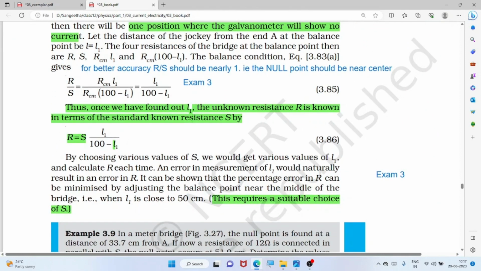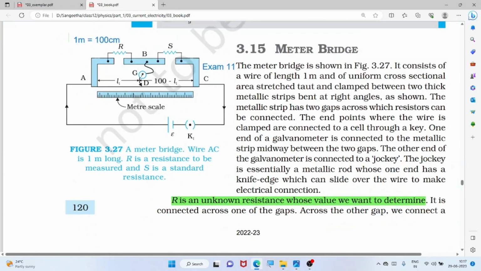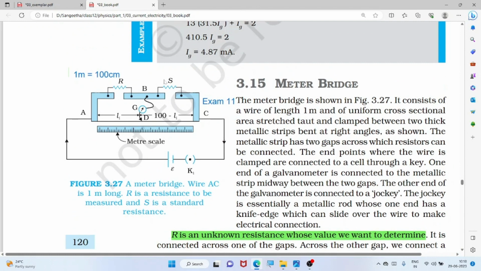For better accuracy, this R by S should be nearly 1. When you found the resistance as 3 ohm, and the standard resistance is also 3 ohm, then it will be a better accuracy. This R by S should be around 1, so that means the null point is around the middle of this scale.